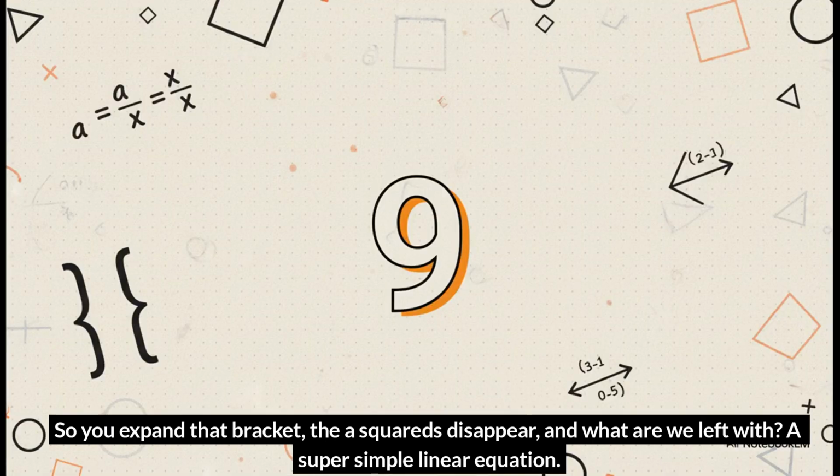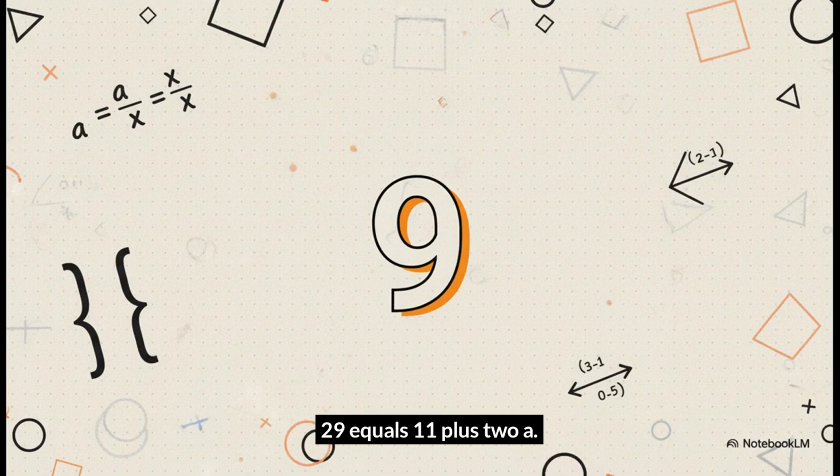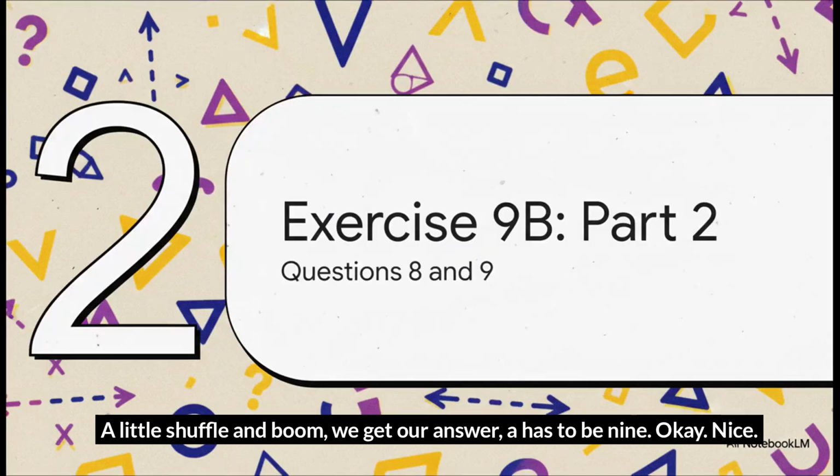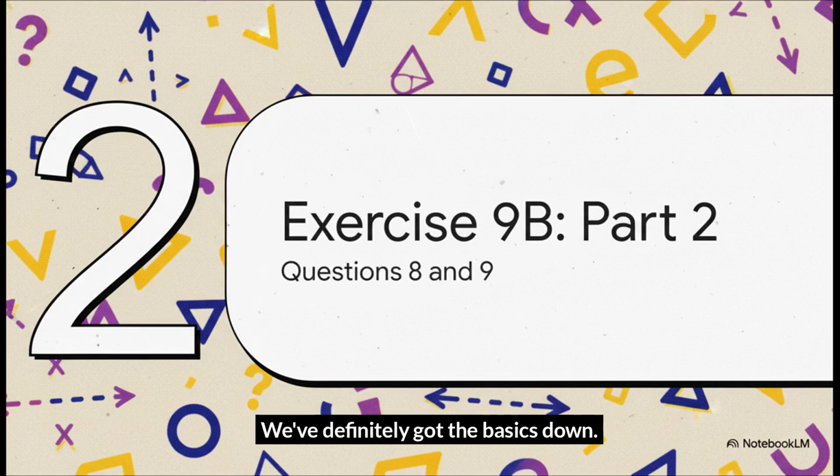So you expand that bracket, the A squareds disappear, and what are we left with? A super simple linear equation. 29 equals 11 plus 2a. A little shuffle and boom, we get our answer. A has to be 9. Okay, nice. We've definitely got the basics down.